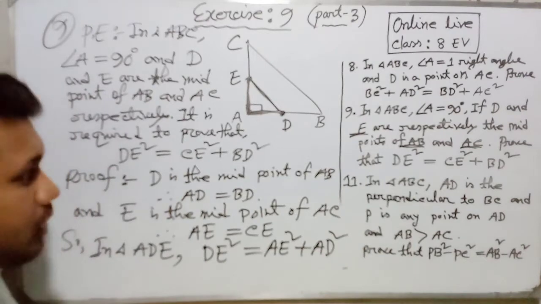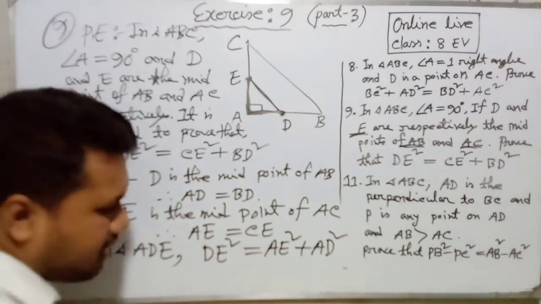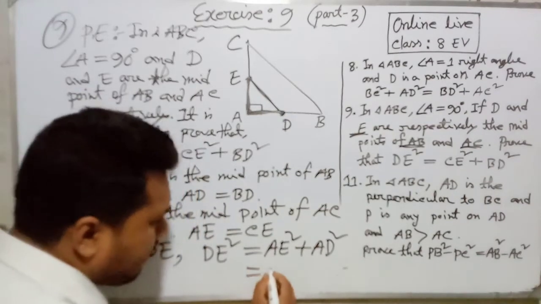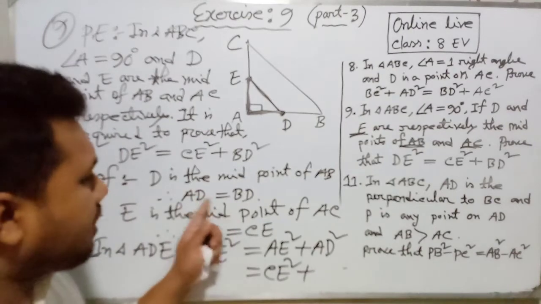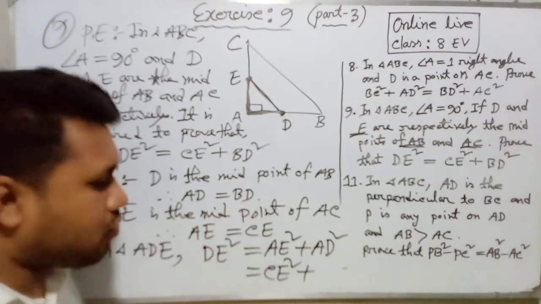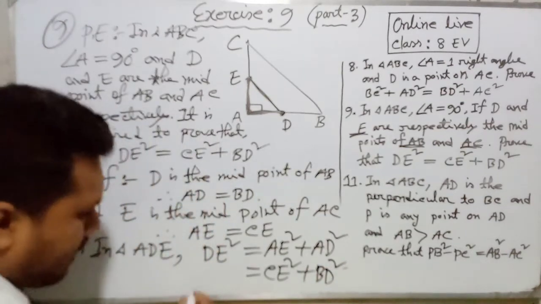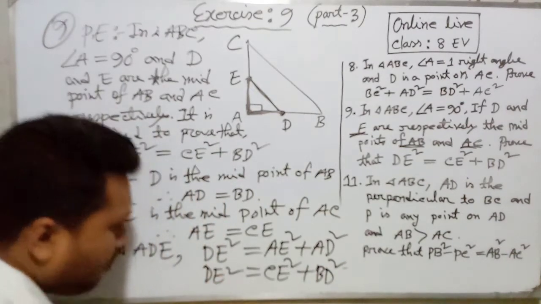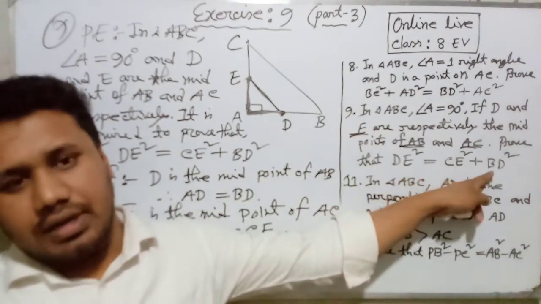Now dear students, look, AE square. Now here we know AE and CE both are same. For replacing AE we can write CE, so it will be CE square, and for replacing AD we will be able to write BD. Now it will be BD square, and this is our DE square. Now look, DE square equal CE square plus BD square.